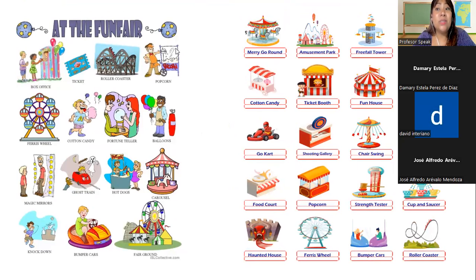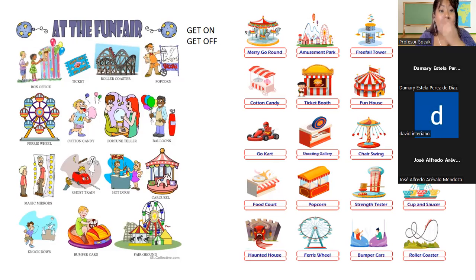How do you say me subí o me monté? Ride. I ride a roller coaster. There's another word, for example for cars. Do you know the word? I get on. Ajá, get on. Subirse, y get off es bajarse.